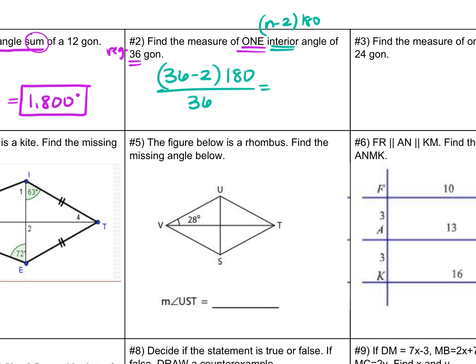34 times 180 divided by 36. Do none of you have calculators out right now? Okay. 170. Thank you. 170 degrees.